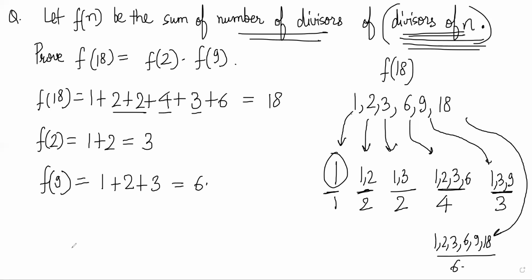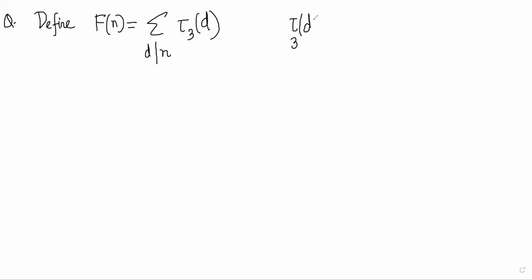Now, similarly, a different kind of function will be defined in the next question. We will define capital F of n to be equal to the sum over all d which divides n of tau 3 of d, where tau 3 of d is equal to the cube of the number of divisors of d.